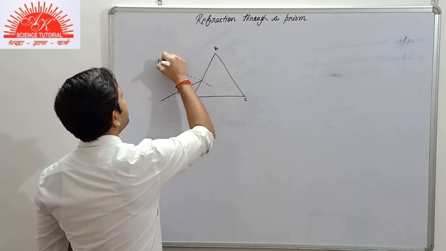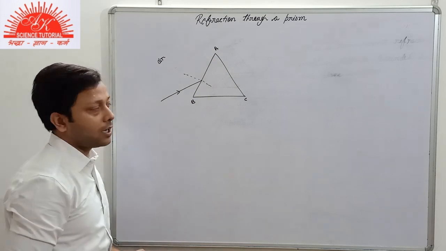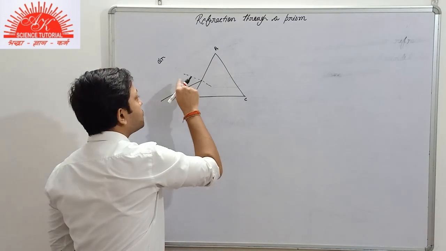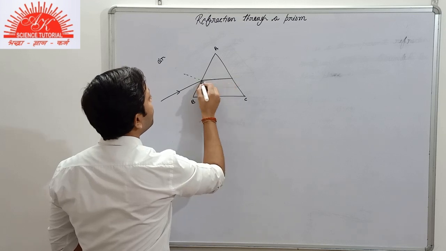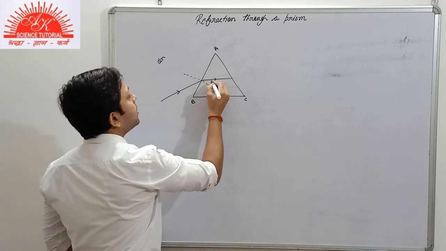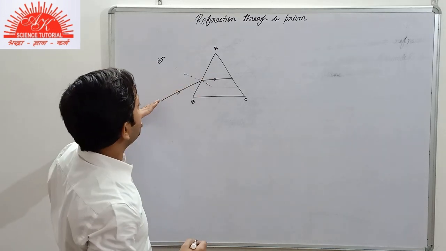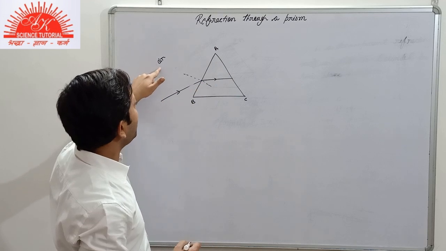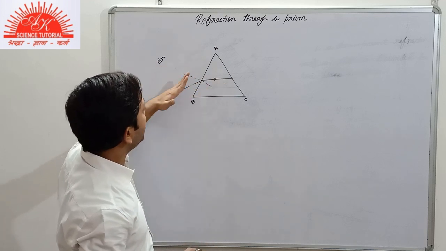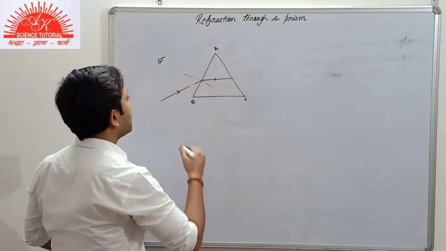As you can see here, the medium is air, and the prism is made of glass. So when it enters from rarer to denser medium, it will move towards the normal. This light ray should have gone in this direction, but as it is passing from air to glass, rarer to denser medium, it will move towards the normal. So this is the path of the light ray.